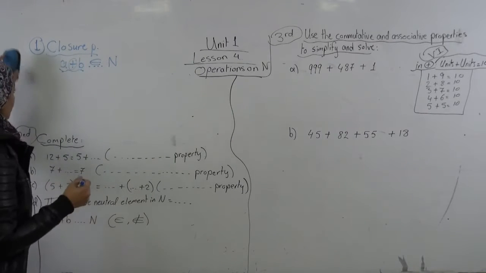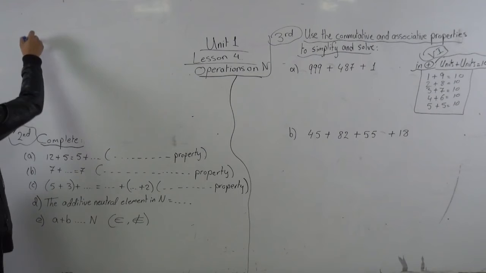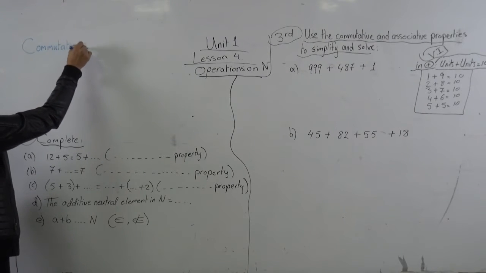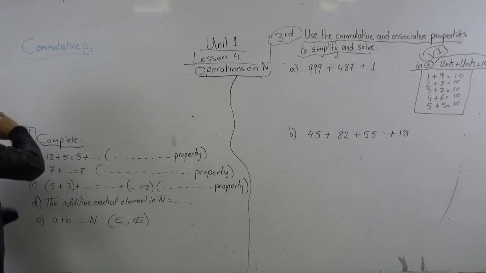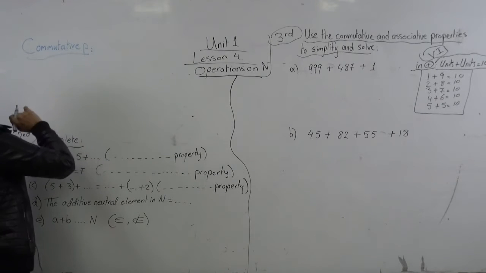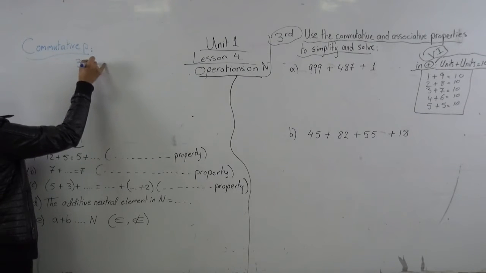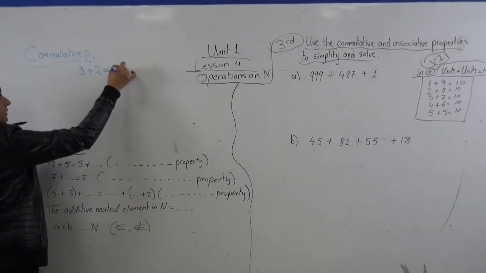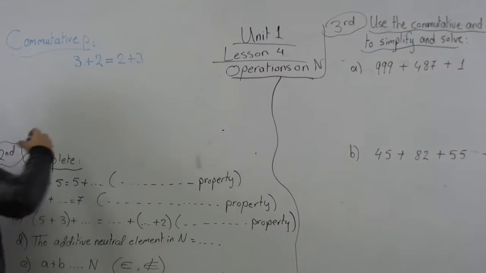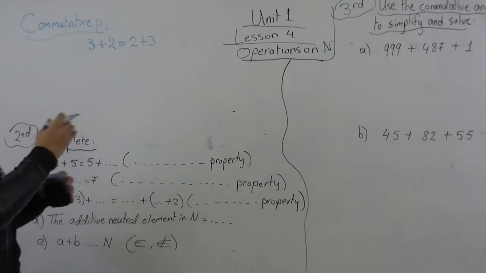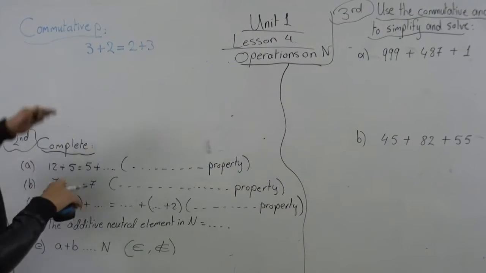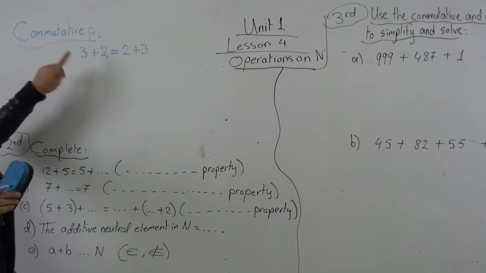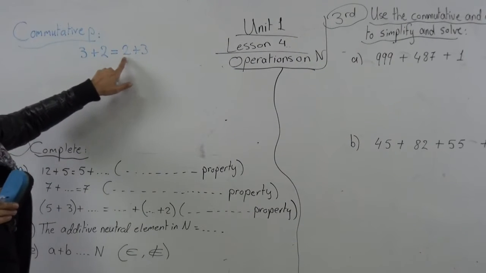The second property is the commutative property. What is the meaning of commutative property? Commutative property means if you have 2 numbers and you are adding them. Example, 3 plus 2. Is it equal to 2 plus 3? Does addition have the ability to exchange the places of the numbers? The ability of exchanging the places of the numbers is called commutative property. So yes, 3 plus 2 is equal to 2 plus 3.